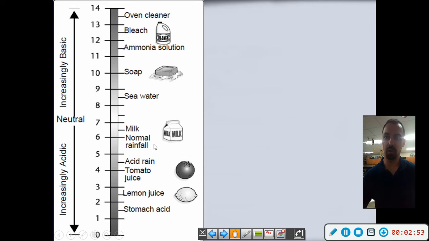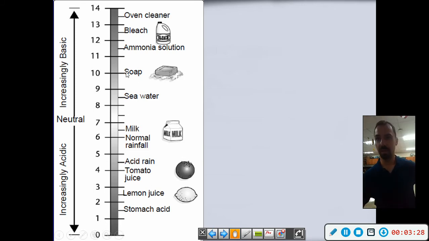Normal rainfall is a little acidic, depending on where you live, obviously. We tend to have very acidic rain because we have a lot of pollution. Milk is also slightly acidic, as I mentioned. So here it proves it. It's actually a 6.5 on the scale. Neutral is the middle, which actually is pure water. So water is right in the middle of the scale. Seawater, on the other hand, that's actually slightly basic. So that's a weak base.